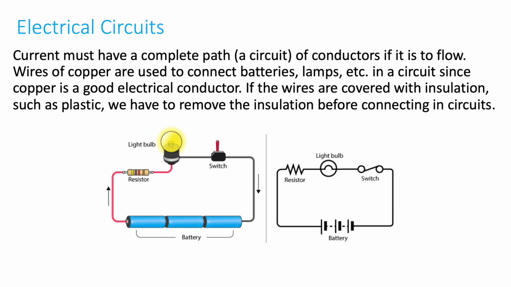Here you can see a battery connected to a bulb through a resistor, a switch also included here. This picture we can replace with an electrical circuit using some symbols. You can see the symbol of resistor, light bulb, switch and battery.